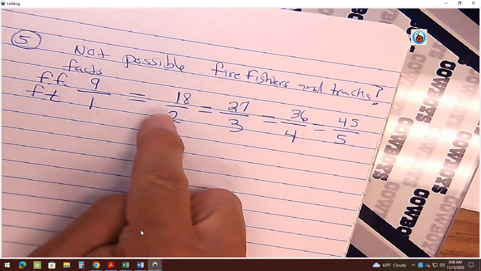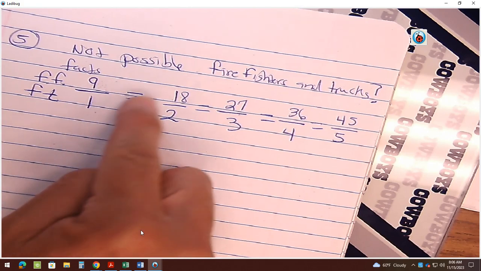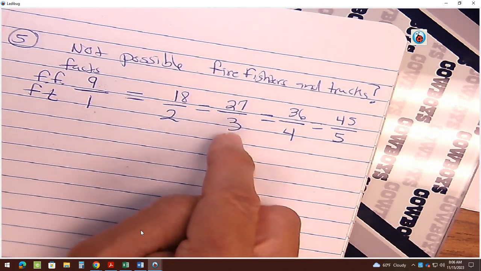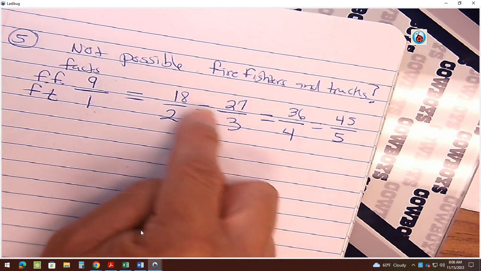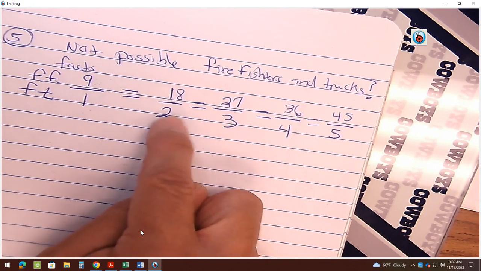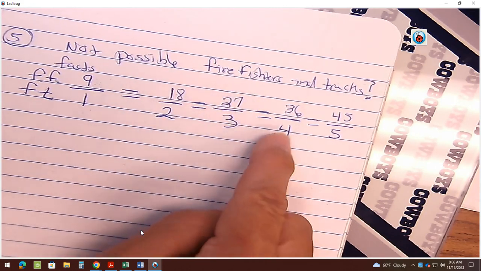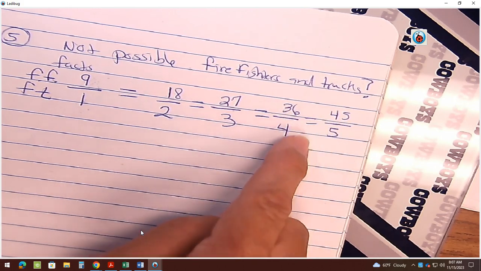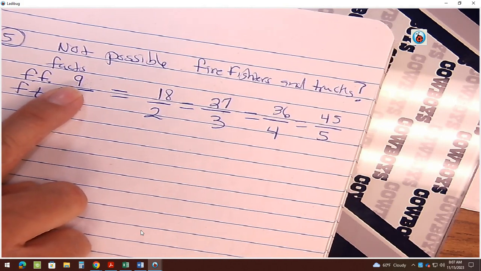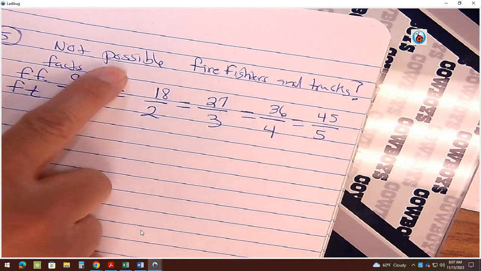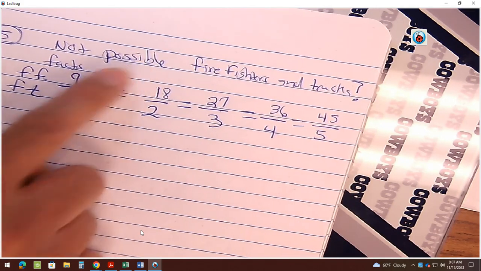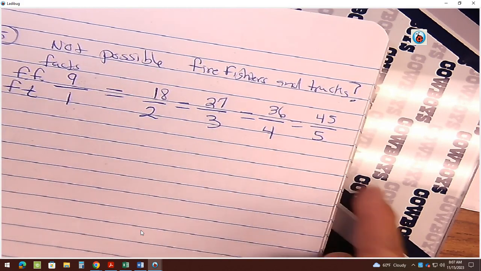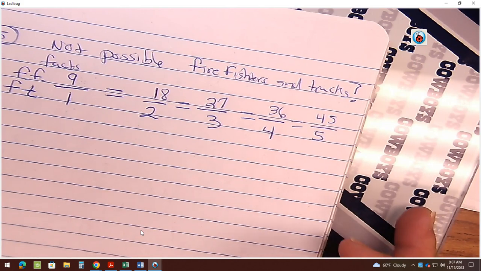If I start doing cross products, 2 times 9, 18, 1 times 18, 18. 3 times 9, 27, 1 times 27, 27. Even if I do it from here, look, 3 times 18 would be 54. 2 times 27 would be 54. Even if I do it from here, they'll still be proportional. No matter how I do it, it's proportional. Why? Because I was using a scale factor: times 2, times 3, times 4, times 5. All these are possible.